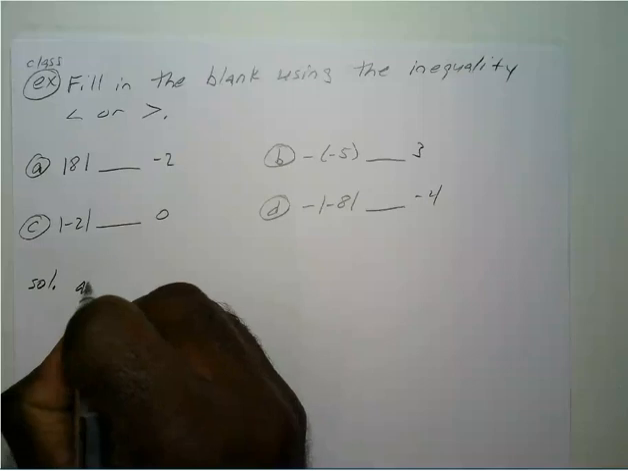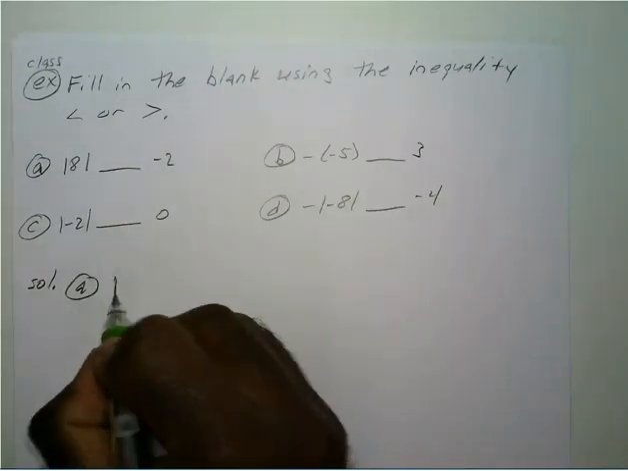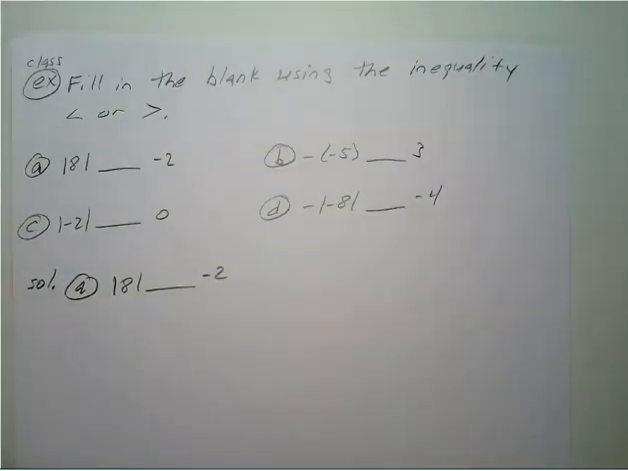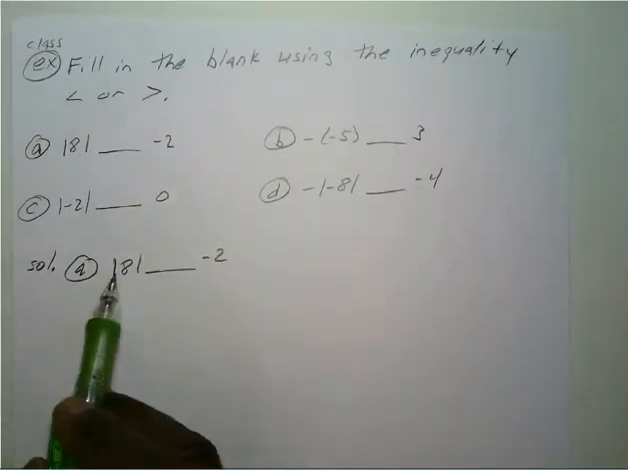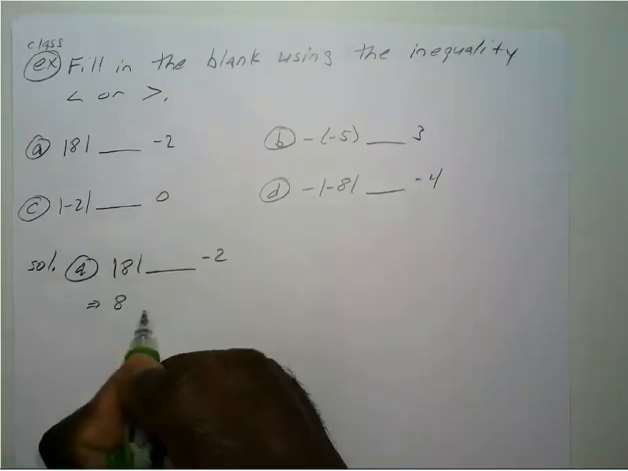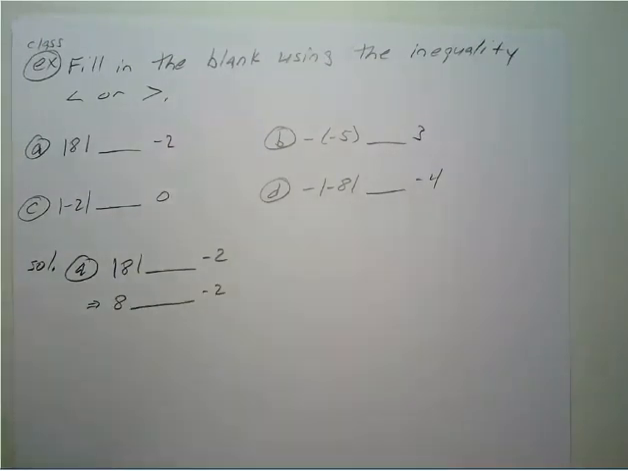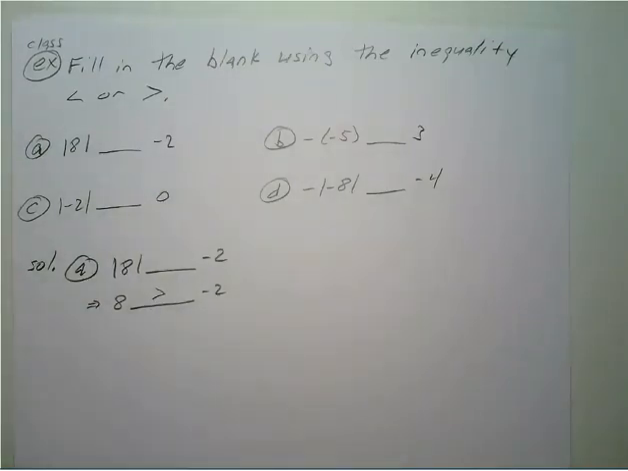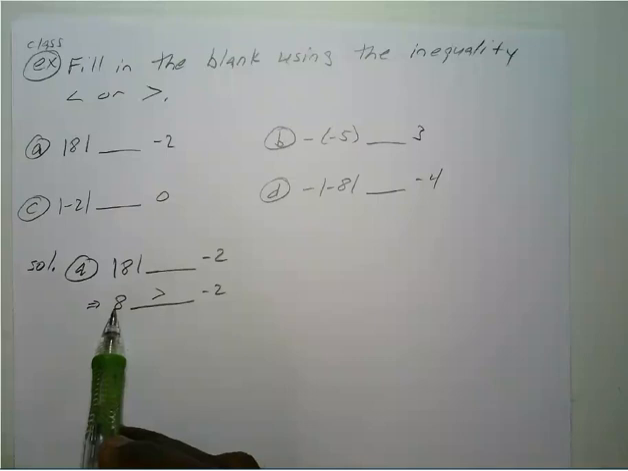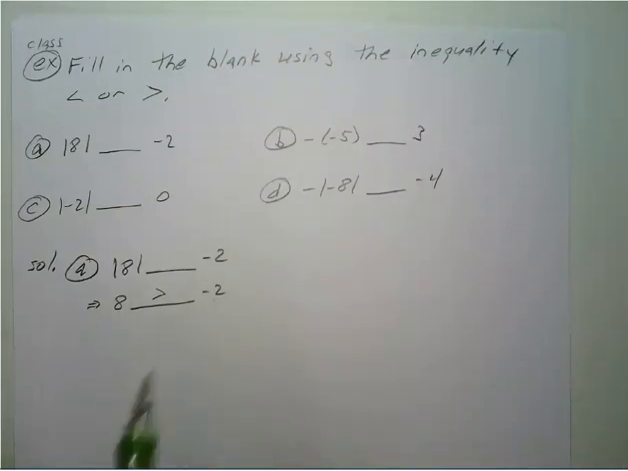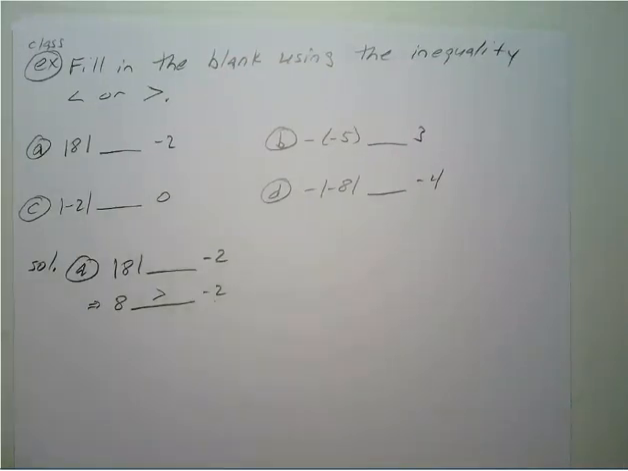Okay, so for problem A, absolute value of 8 is what to negative 2? Well, we know the absolute value of 8 is equal to 8. So 8 is what to negative 2? 8 is greater than negative 2. Okay, a positive number will always be greater than a negative number. You don't really need the number line for that one. When the signs are different, a positive number will always be greater than a negative.